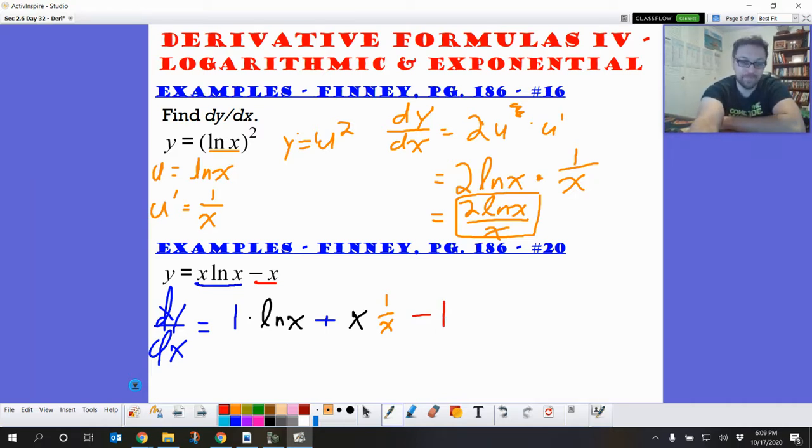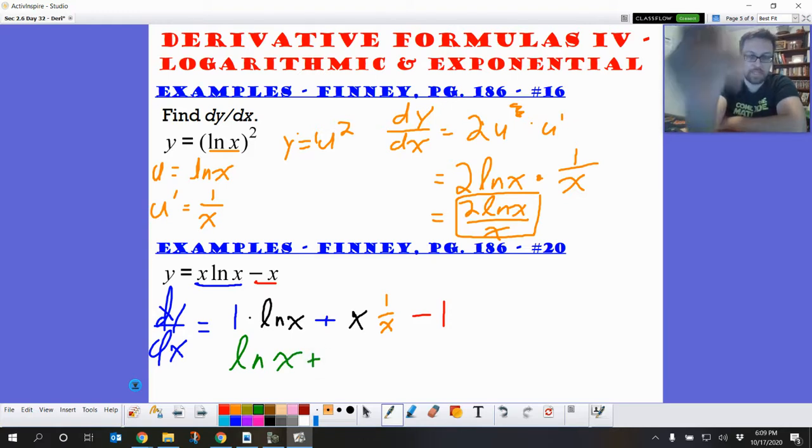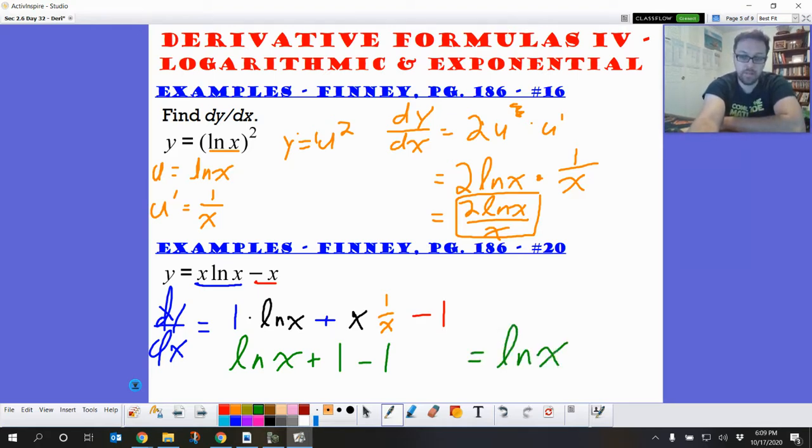Great. All right, now we just got to clean this up. So 1 times the ln of x, that's just the ln of x, plus x times 1 over x. Well, that's 1. Minus a 1. 1 minus 1, oh, that's 0. So this whole thing just equals the ln of x. That's our derivative. Oh, neat.